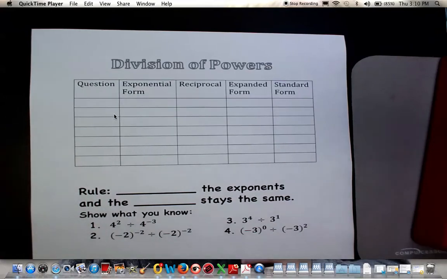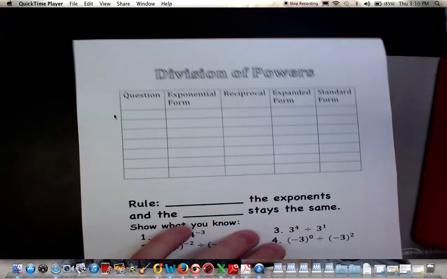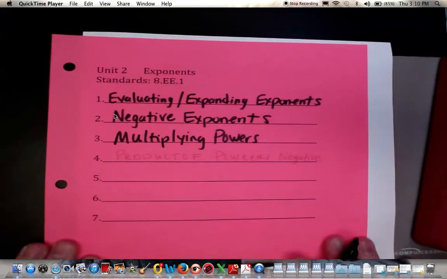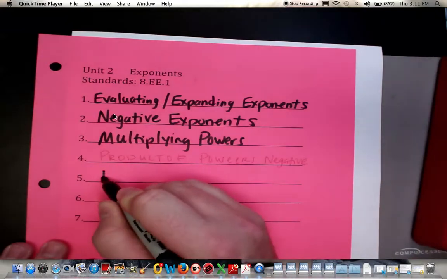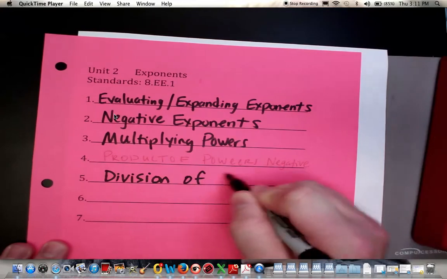Alright, so these are division of powers that we're going to talk about. This is our fifth set of notes. So on my notes page, I need for you to go ahead, if you need to, hit pause and get your table of contents out. And on your fifth part there, you're going to put division of powers.